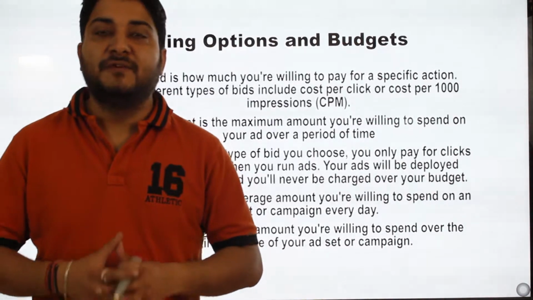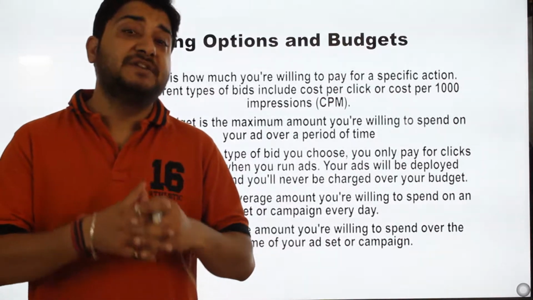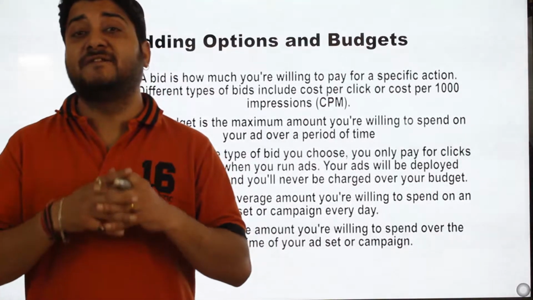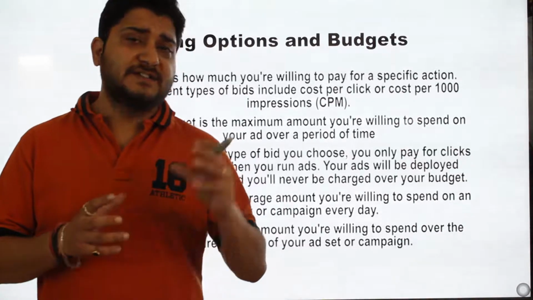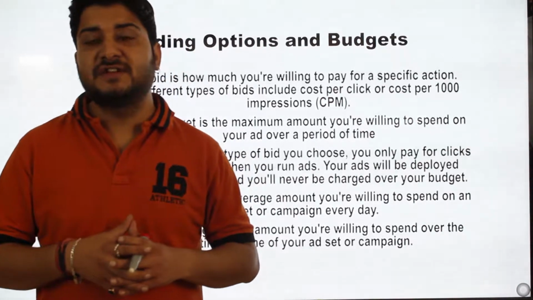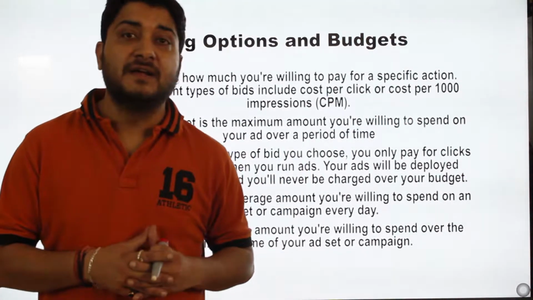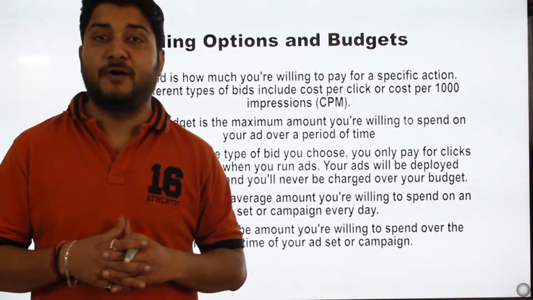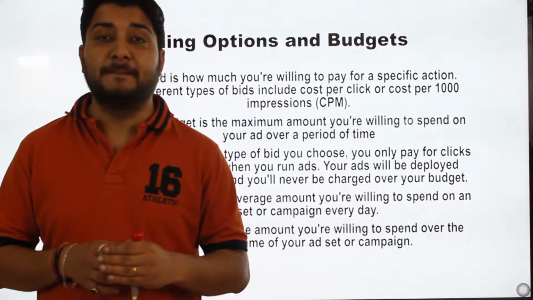Hi everyone, we will start a new topic: Facebook bidding and budget options available within the Facebook advertising platform. Let's start with the first block, which is the bidding options. There are majorly two types of bidding options available within the Facebook advertising platform. The first one is CPC and the second one is CPM.